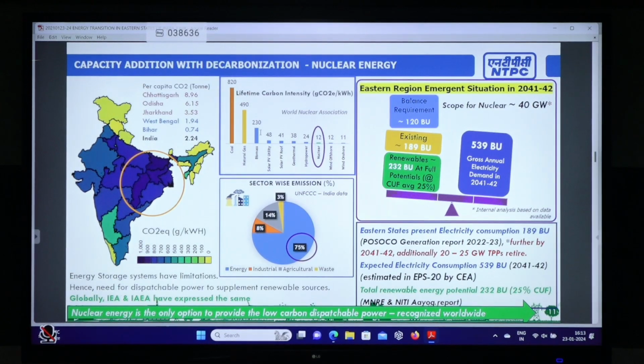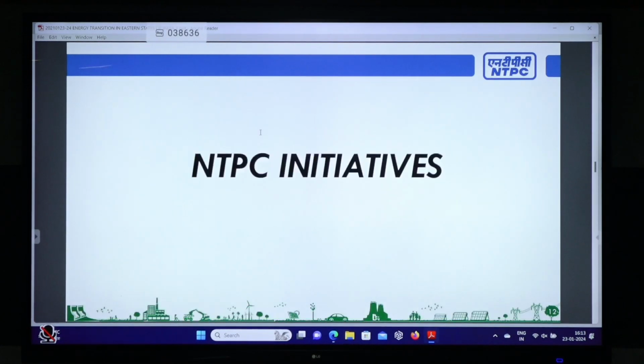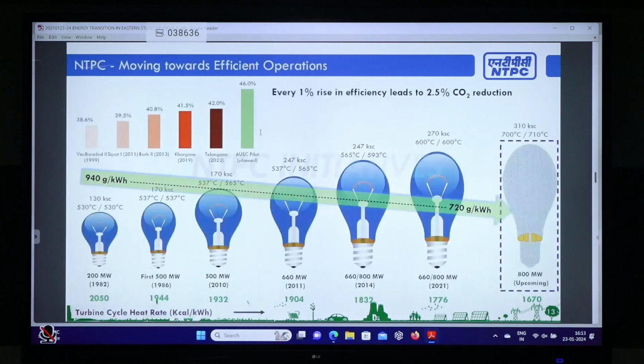So this is done. Now, what NTPC has done so far in its energy transition, increasing efficiency levels and reducing the carbon footprint of all those things.